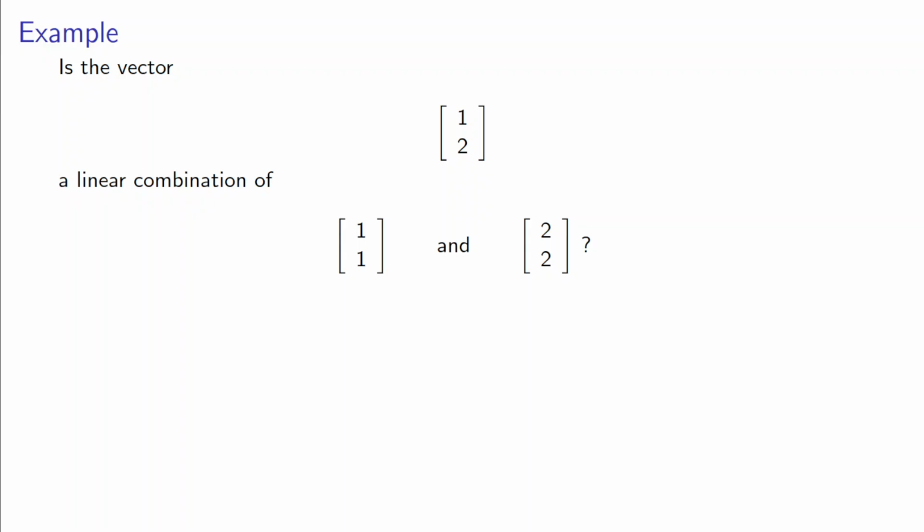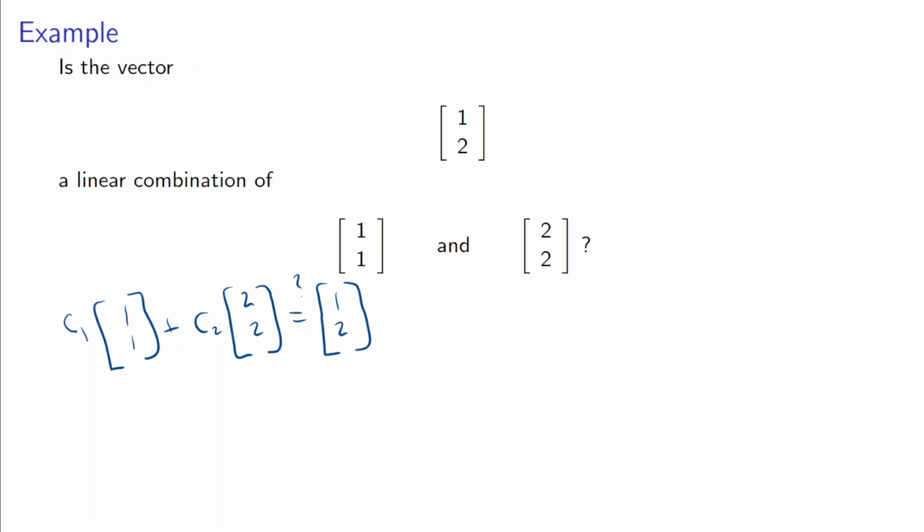Let's look at another example. So again, we have, is the vector 1, 2 in this case a linear combination of 1, 1 and 2, 2? So we're looking for C1 and C2 such that C1 times 1, 1 plus C2 times 2, 2 equals 1, 2. So can we find a C1 and a C2 so that this happens? I'm not going to go through all the steps, but we could show that this would lead to a system where the variables are C1 and C2, and the augmented matrix would just look like this, 1, 1, 2, 2, 1, 2.